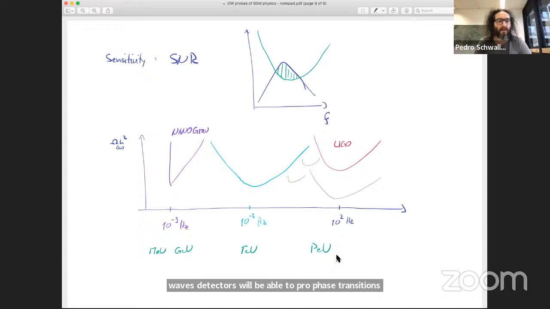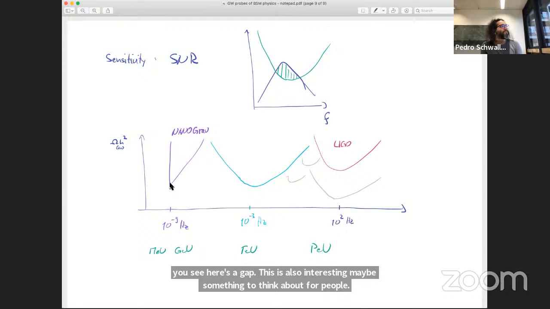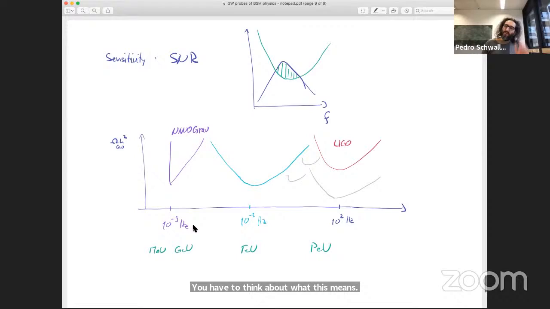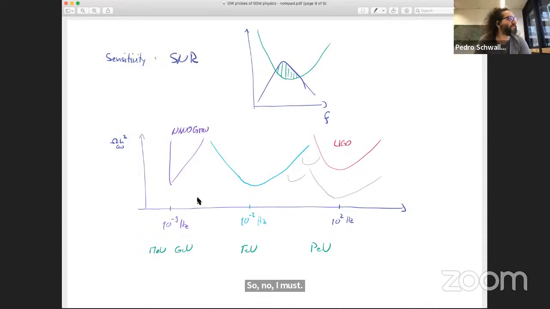Instead, if you go to the other end of the range, you see here's a gap. This is also interesting, maybe something to think about for people. If you go to very low frequencies, you have to think about what this means. 10 to the minus 9 Hertz or 10 to the minus 8 Hertz is roughly an inverse year. So you go up for half a year, you go down for half a year. And of course, you have huge wavelengths, larger than the size of the solar system.